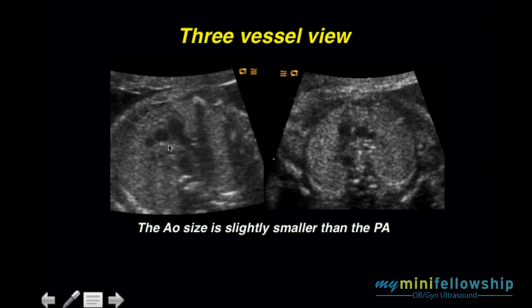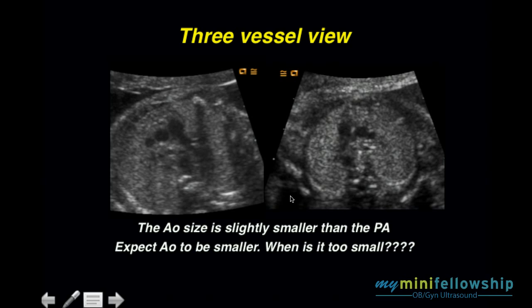Now, here we see our three-vessel view, branching artery on the end, branching artery more anterior. And when we actually compare the pulmonary artery to the aorta, we see that the aorta is actually slightly smaller than the pulmonary artery. Here we have our branching artery on the end, and we see that's also more anterior, and we see that the aorta is slightly smaller, or nearly exactly the same size as the pulmonary artery. If we do that, and of course we must do that, then we expect the aorta to be a little smaller than the pulmonary artery.